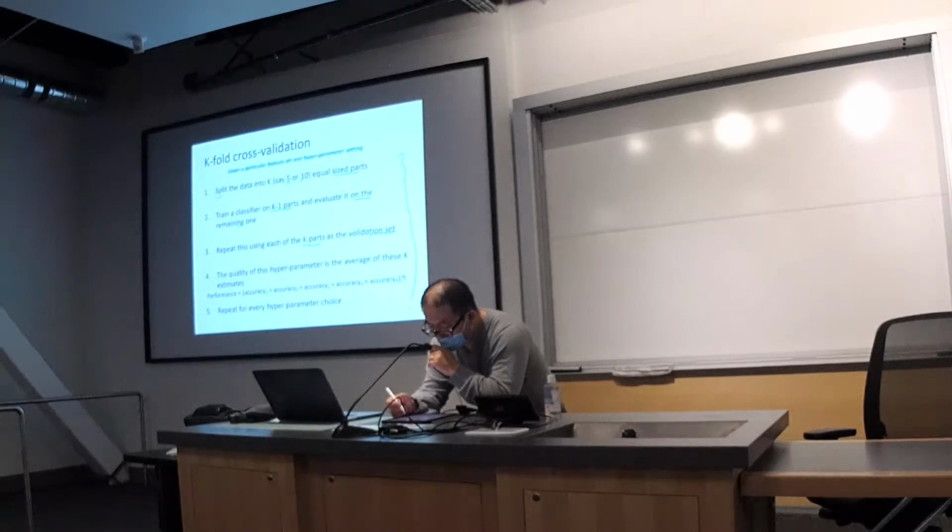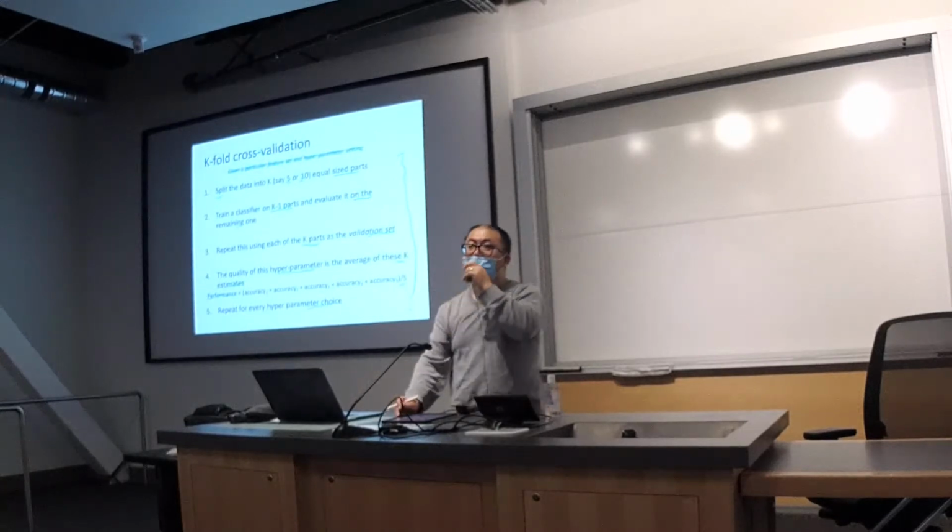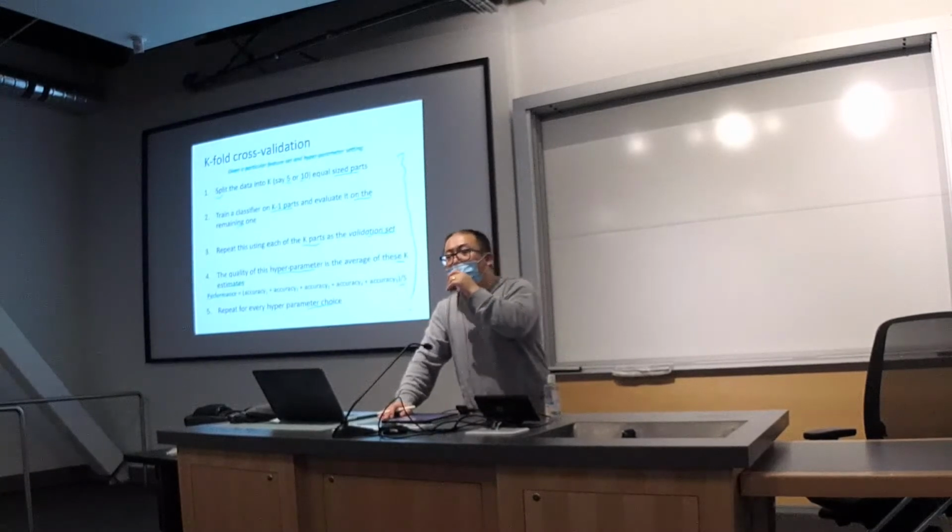Then after you have done this, the quality of this hyperparameter is the average of these k estimates. So you get a performance measurement for this particular hyperparameter, and of course you need to repeat this for every hyperparameter choice. And finally, you pick the one that has the best performance.